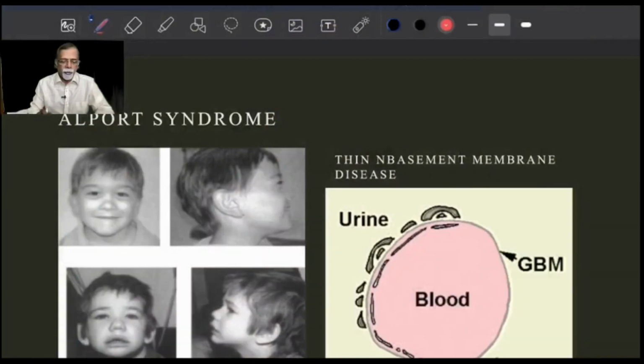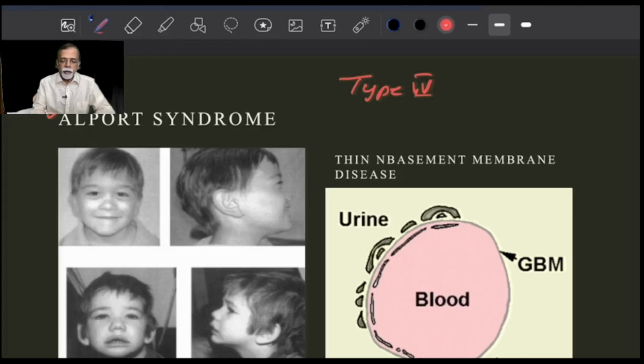First and foremost, we have already said type 4 collagen is an important constituent of the glomerular basement membrane. Among congenital diseases, the classical condition is Alport syndrome, where type 4 collagen is abnormal. This can lead on to proteinuria and hematuria, because the filtration barrier is lost. It can also produce abnormalities in other parts, like sensorineural deafness. This is an inherited condition.